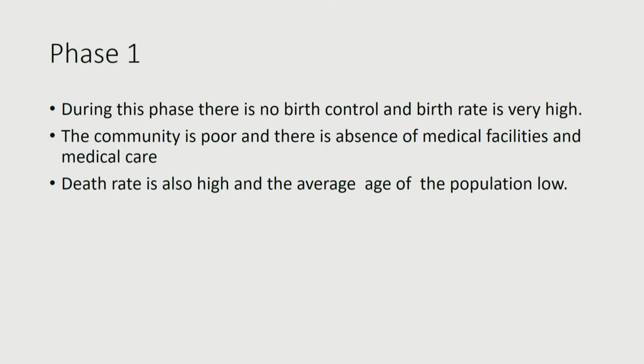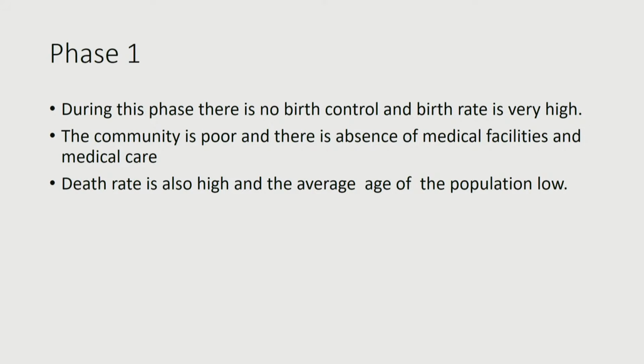As a result of that, there is a high rate of people giving birth, as well as a high rate of people dying. Because the other thing that happens during the first phase is that the death rate is also very high. Why are people dying? People are dying because, remember, we said there is an absence of medical facilities. Therefore, because there is poor health care, people are dying in large numbers, just as much as they are giving birth in large numbers.